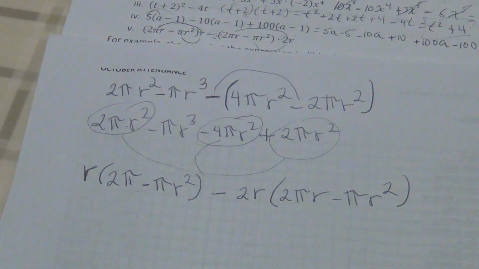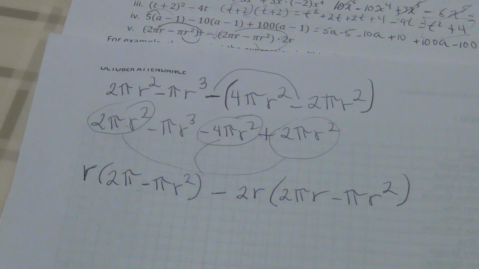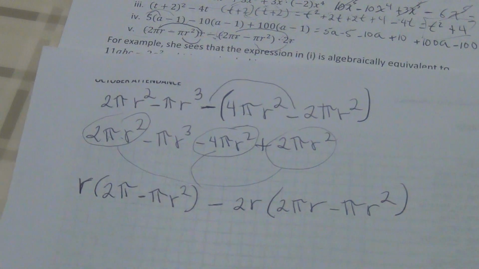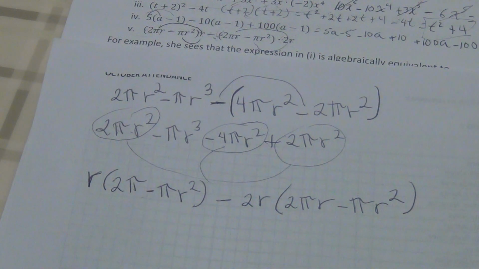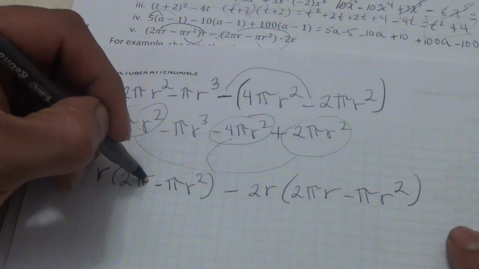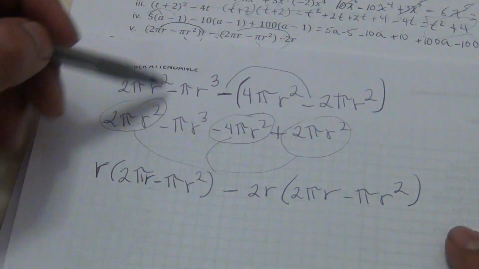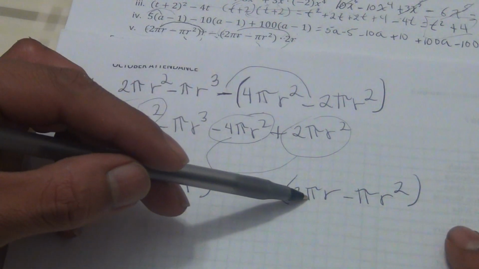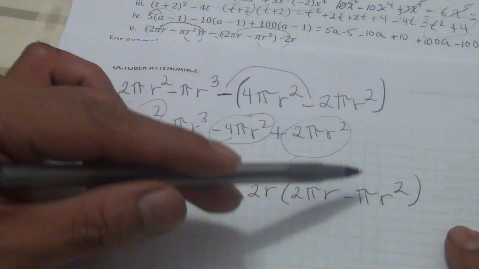So that's what I have, right? Okay. So now let us multiply. Let us multiply r times 2 pi. Okay, I forgot the r over here. Then pi r squared minus 2 pi r squared 2r.